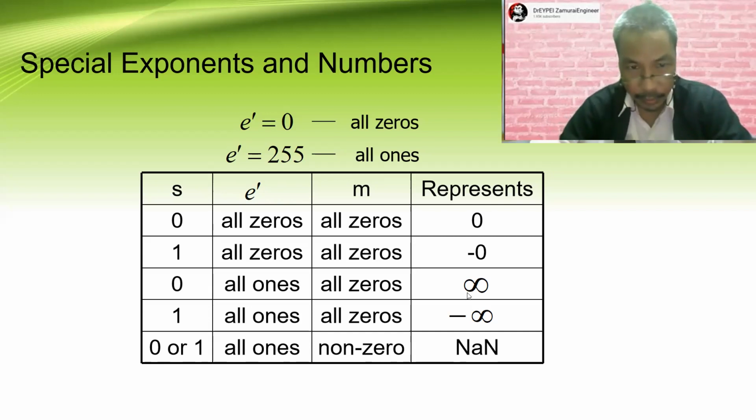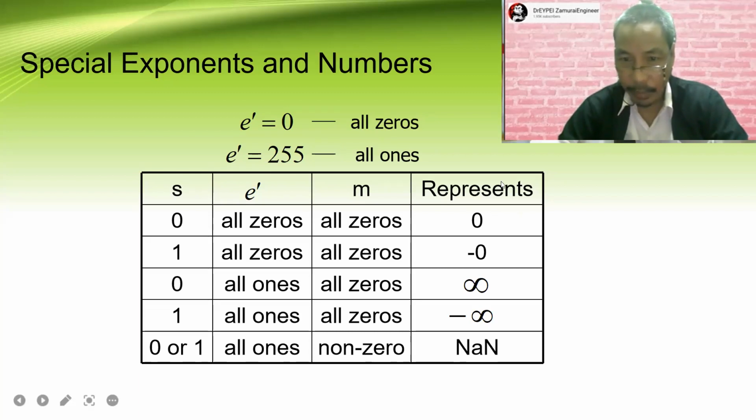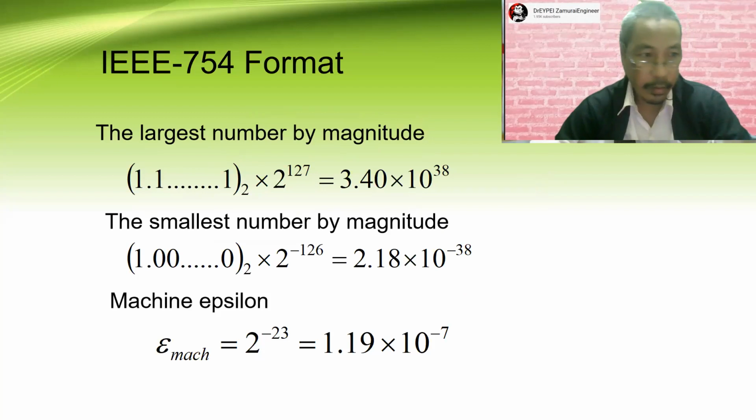So, let us review. S is the sign. E prime is the biased exponent. M is the mantissa. And it represents this whole range of numbers. Okay. So, this is the tabulated information sheet. What's next? The same document, IEEE 754. What is the format of the definition and the formula?